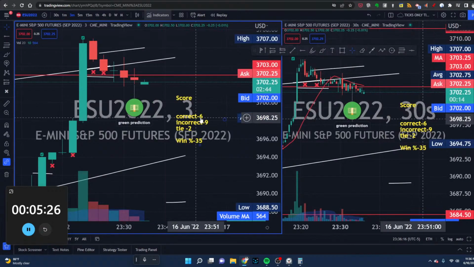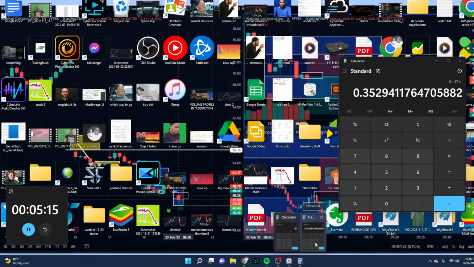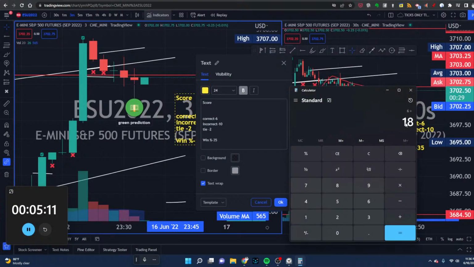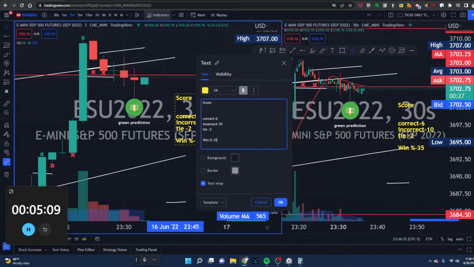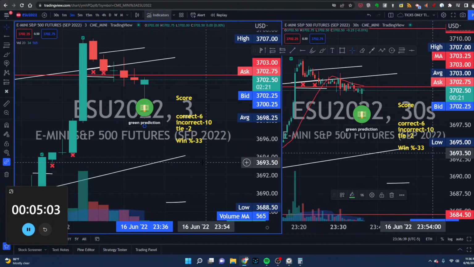I talked about that in the video. Damn it, I lost this one too. 33% win rate. I've been right a third of the time tonight. I'm going to have to go green again.